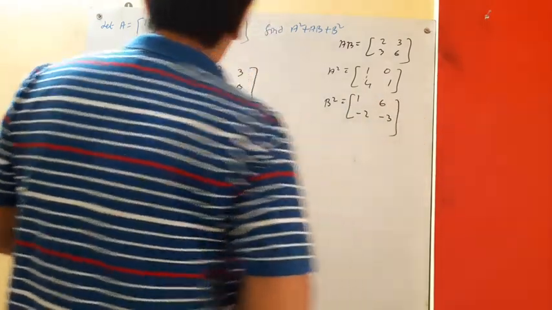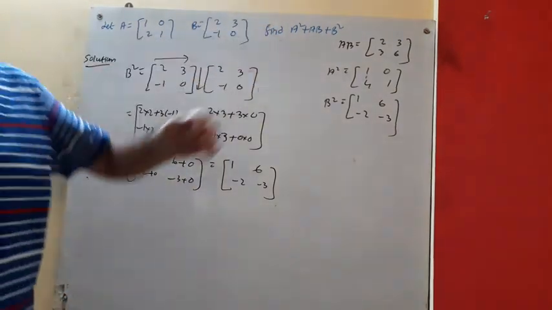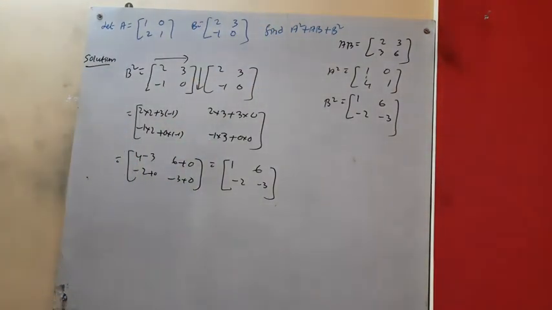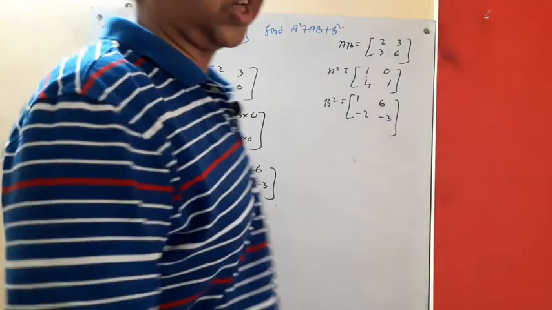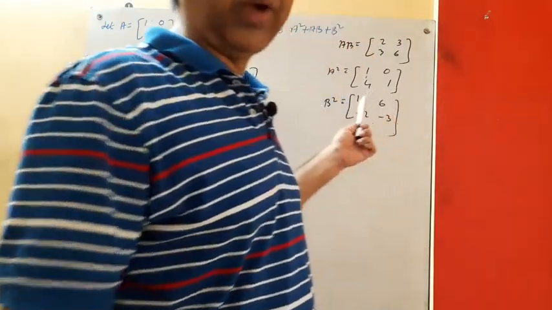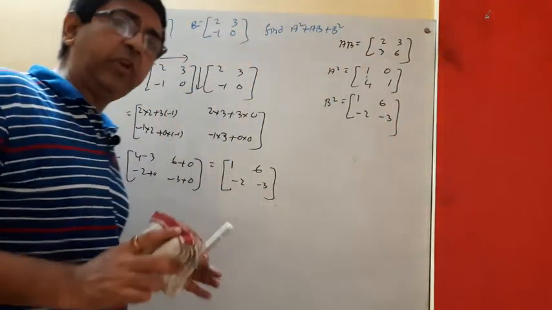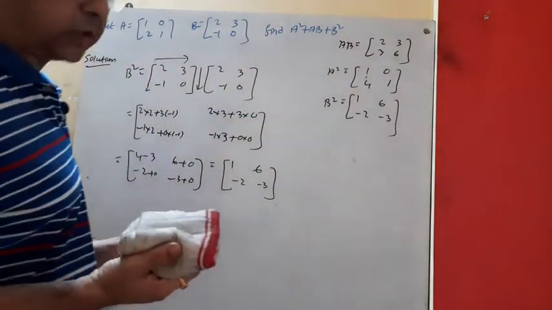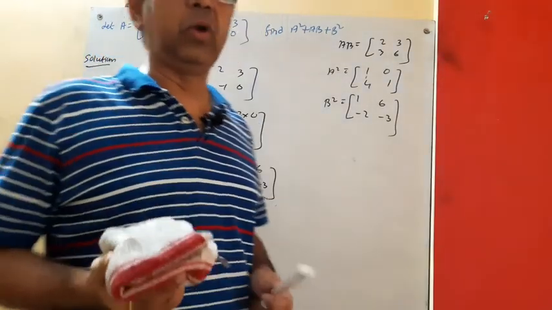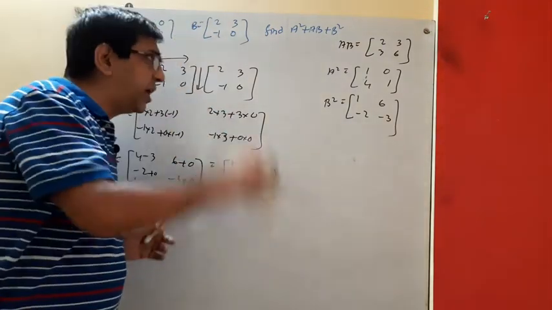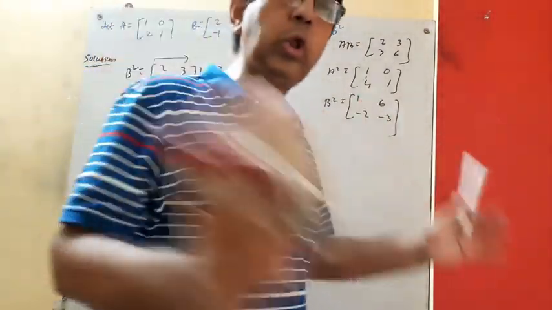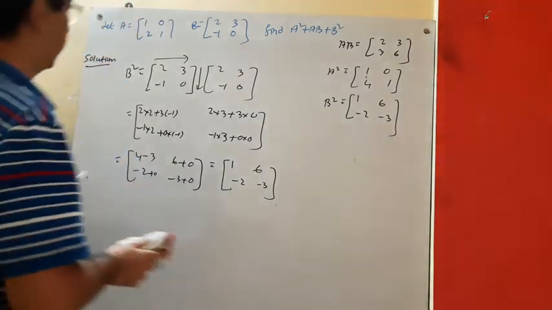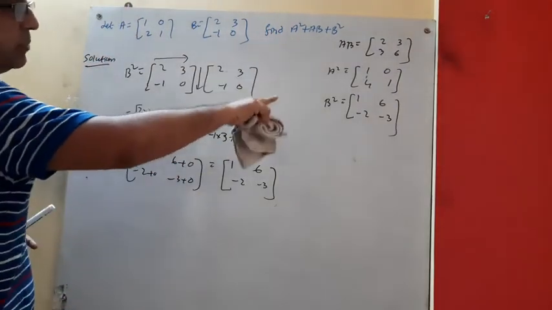Look, now what are we to find? A square plus AB plus B square. I didn't upload the video of addition and subtraction, which is very easy. I will make you understand here, because in one video I will try to cover all the concepts of matrices, since we have some problems of time and there are so many videos.